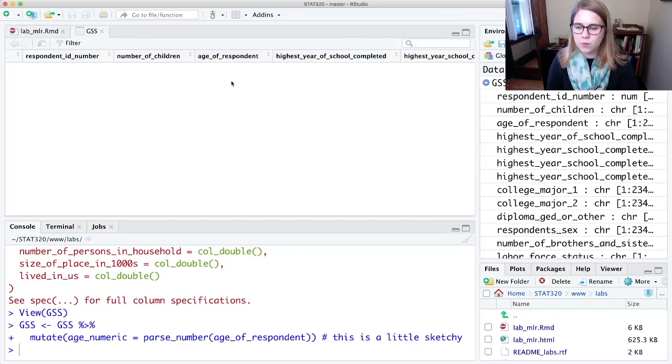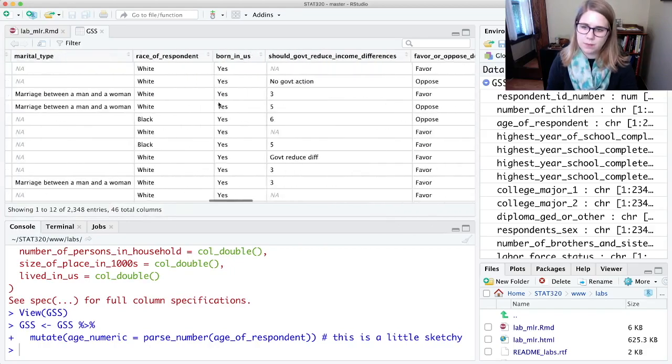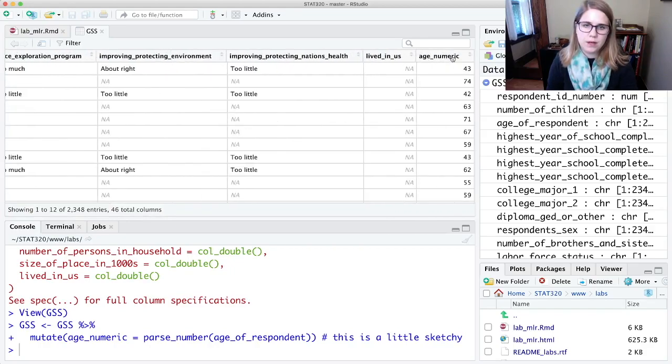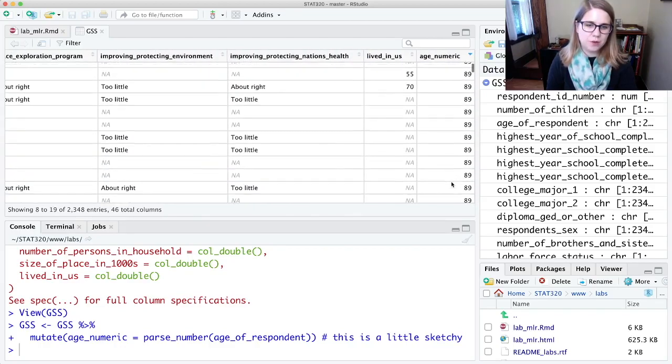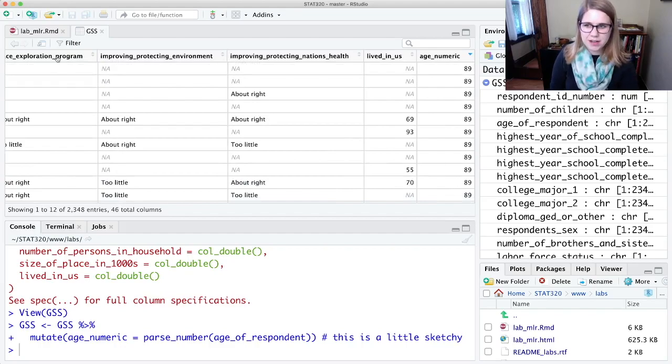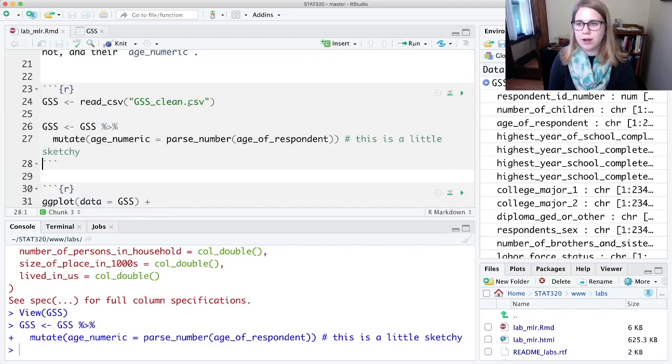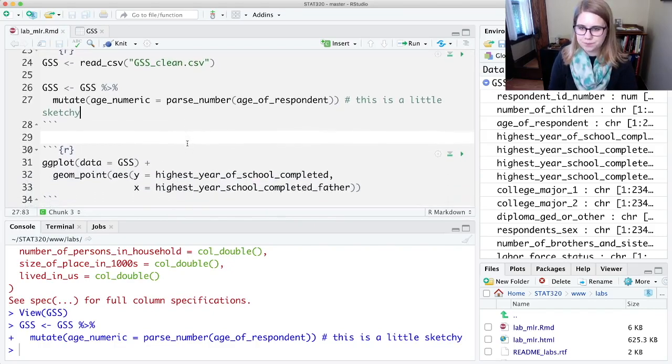And now that should be way over on the far side of my data. The minimum will be 18 and the maximum will be 89. So anyone who's over 89, I'm saying that they are 89. That's why it's kind of sketchy. But I wanted another numeric variable that was interesting, so I wanted to pull this one out.